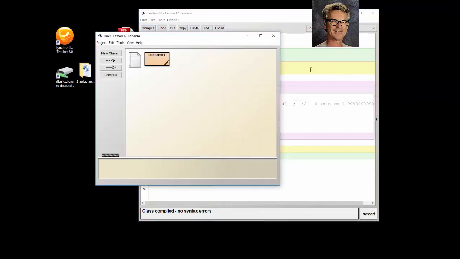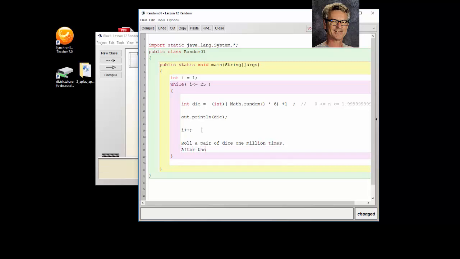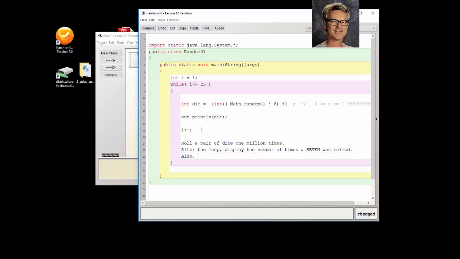So there it is. For homework tonight, I'd like you to roll a pair of dice 1,000,000 times, and then after the loop, display the number of times a 7 was rolled. Also display the percent of the time a 7 was rolled. Okay, I'll tell you right now, the percent should be whatever 1/6 is, like 16.67%, something around there is what it should be. 1/6 of the time, that's the odds. 1/6 of the time, that's the probability of rolling a 7.